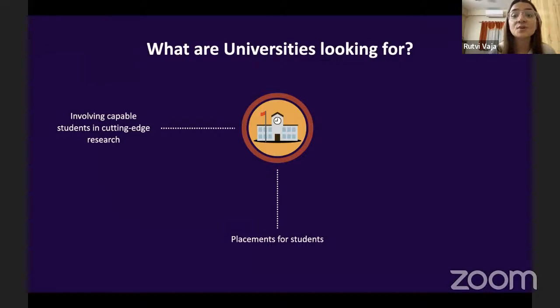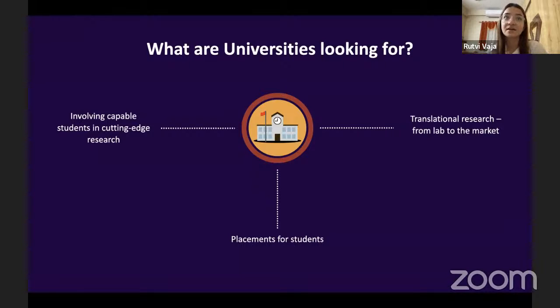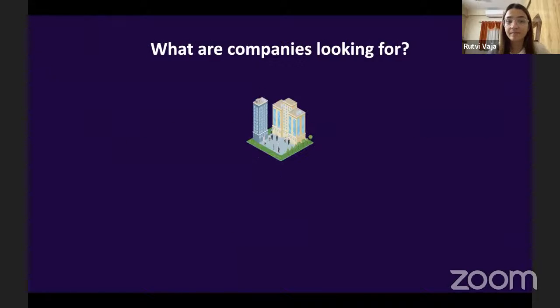Not only this, but universities are also looking at placements for students. So they want the best of the students, and the best of the students should know what the current technology is, and what research they can apply their bioinformatic tools and knowledge to. It is not only about doing research and publishing papers, but how well you can translate your research into clinical aspects or translational medicine. That is taking your research from the lab, wet lab or dry lab, to the market.